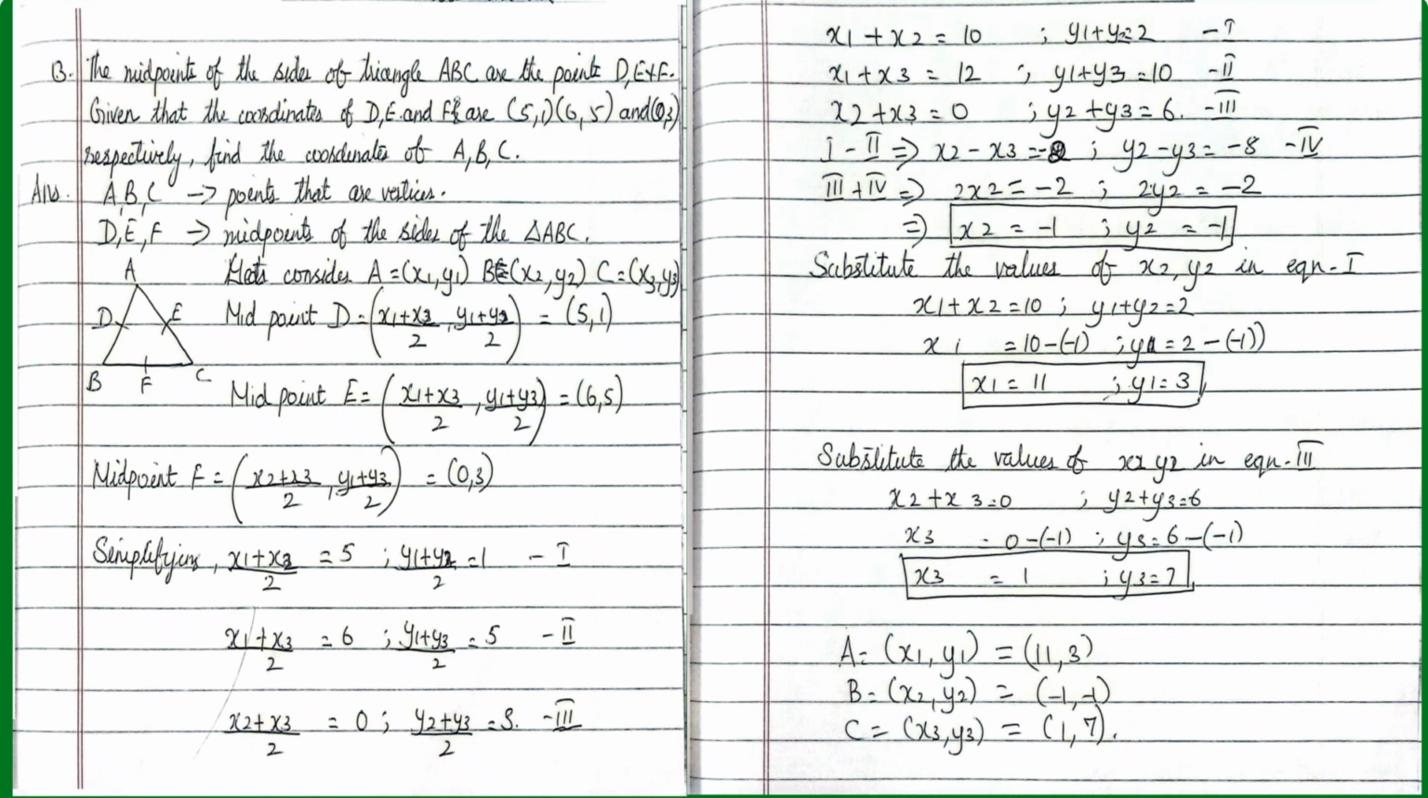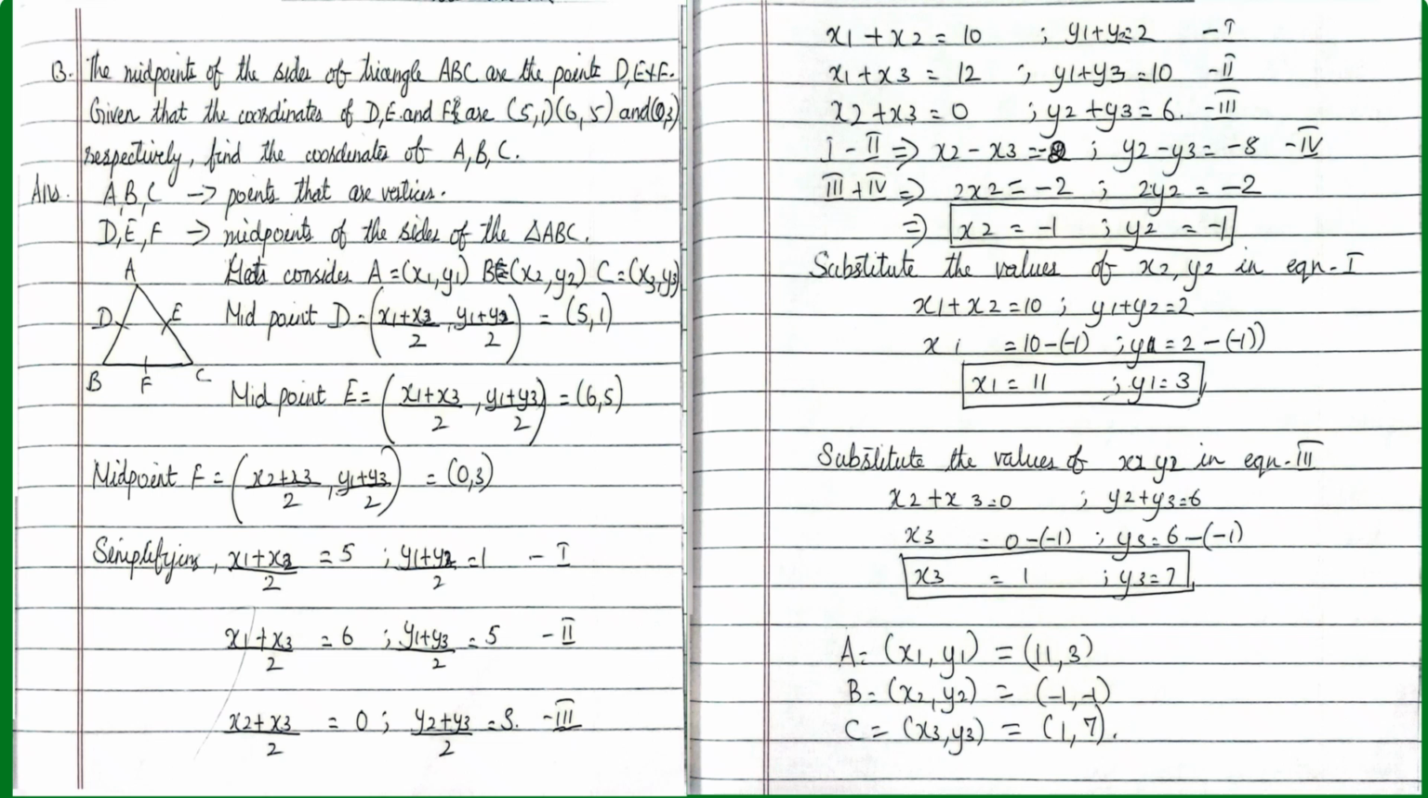Just replace the values of x2 and y2 in this equation. We get x1 equal to 11 and y1 equal to 3, as we can see from the derivation. Now we have the values of x1, y1, which are the coordinates of the point A, and the values of x2, y2, which are the coordinates of B. Similarly, we can find the values of x3, y3.